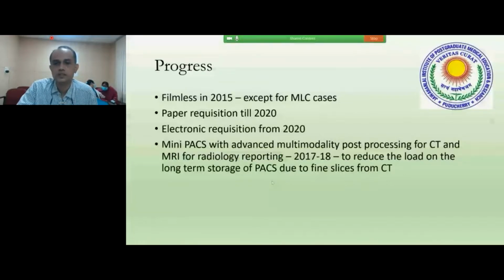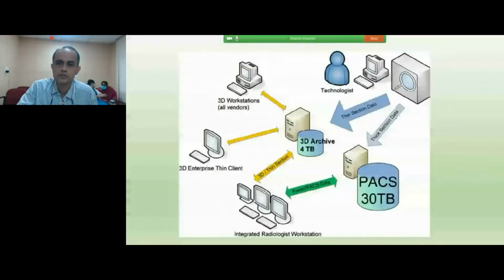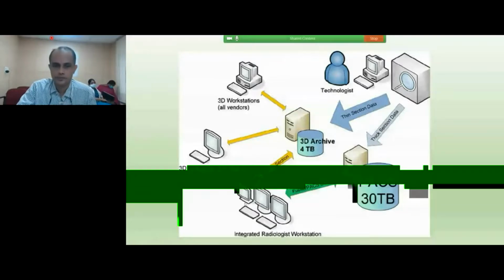So our arrangement looks like this. The CT produces images. We reconstruct both thin sections and thick sections. Thick sections only are stored in the PACS with long-term storage, whereas the thin section data is stored in the mini PACS, which is a short-term storage and usually gets deleted by 5 to 6 months. Both these archives, the mini PACS and the long-term storage in the PACS, can be accessed by both the radiologist and the clinician.